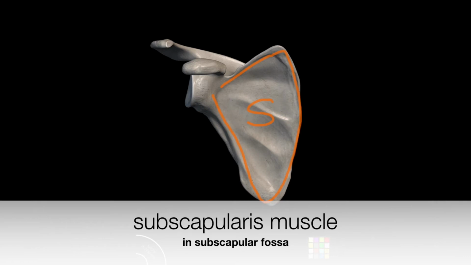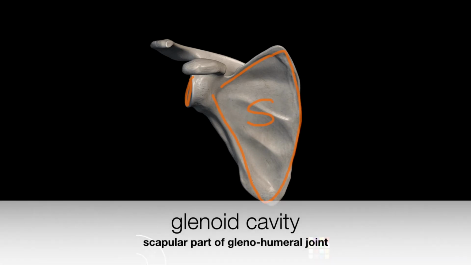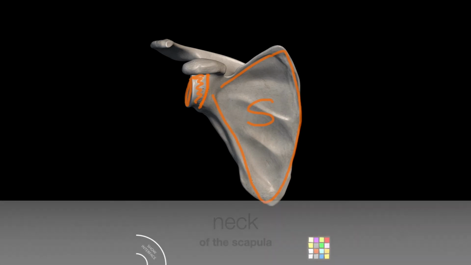So those are the attachment sites of three of the four rotator cuff muscles, and we'll talk about them in another video. We see here again the glenoid cavity, or sometimes glenoid fossa, and the head of the scapula, and again the neck of the scapula along here.